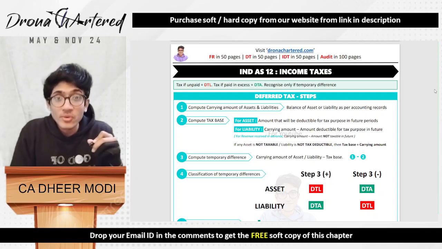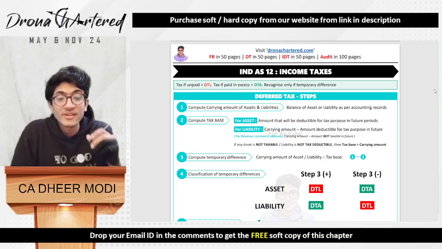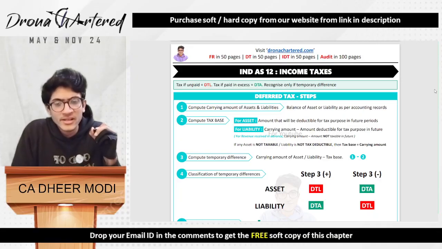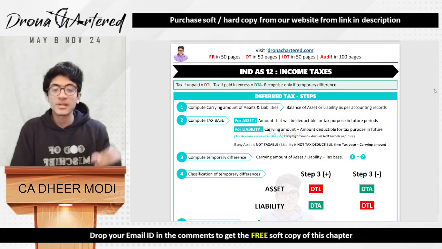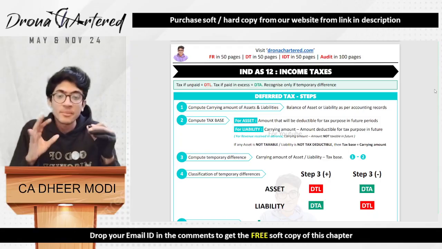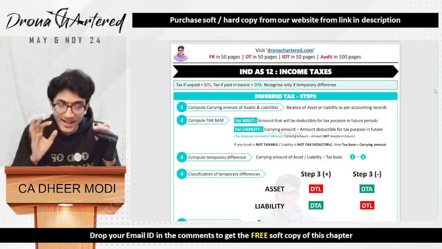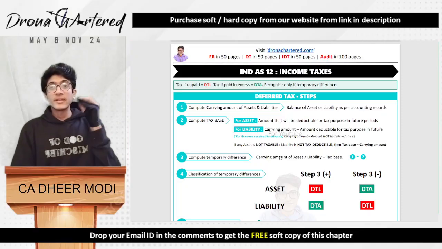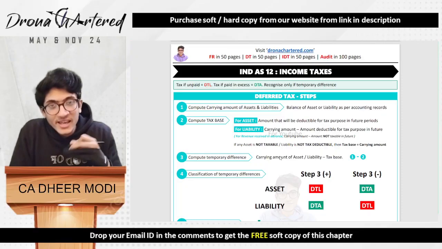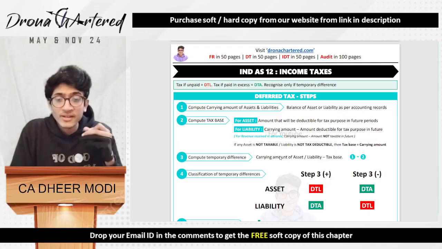Hello. Welcome to our next chapter, that is IND AS 12 of income taxes. This is a little complicated chapter, but I've tried to make it as simple as possible. So this entire chapter is based on the concept of deferred tax. The entire chapter revolves around your DTA and DTL, that is your deferred tax asset and deferred tax liability.